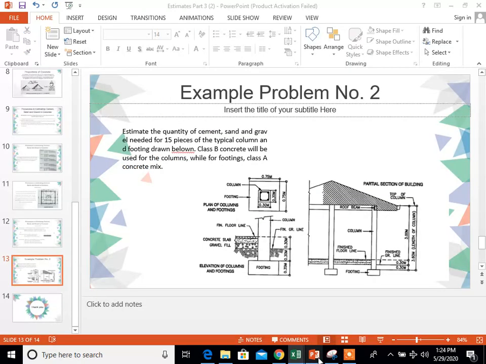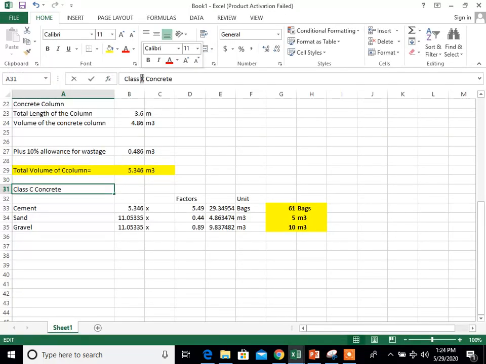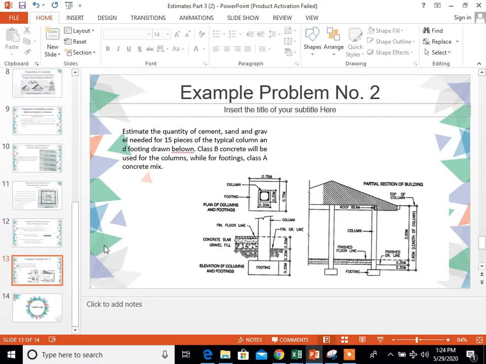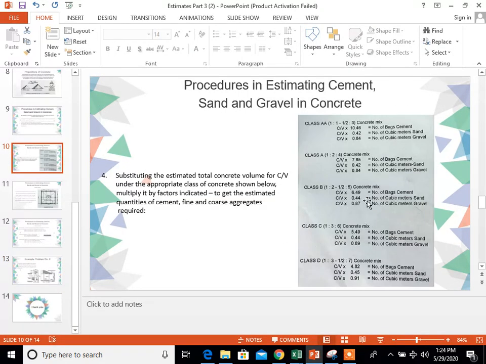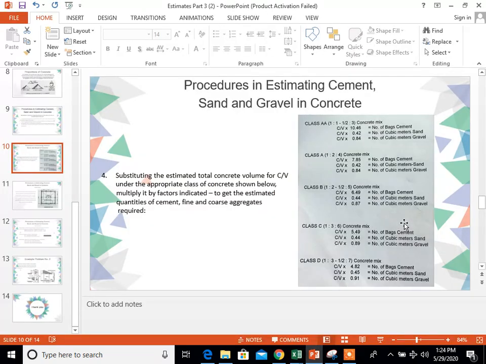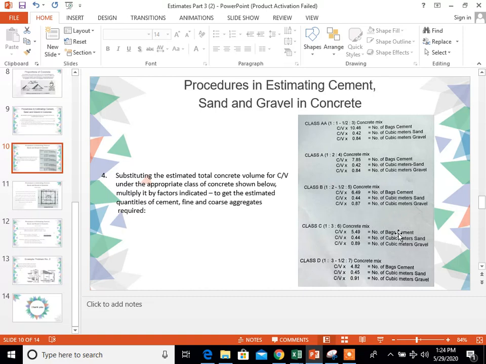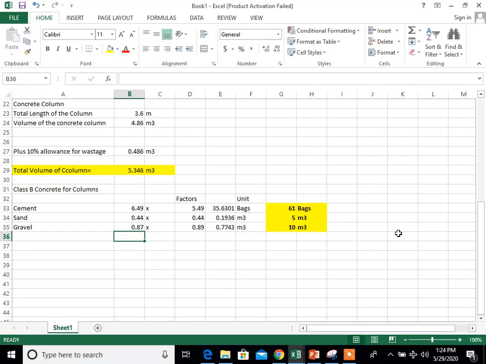So based on the problem, we will use class B concrete for the columns. The factors for class B concrete, which is 1 is to 2 is to 5, are 6.49 for cement, then for the sand 0.44, and for the gravel 0.87.